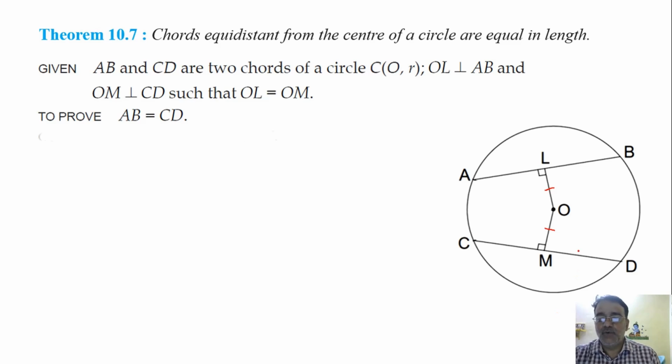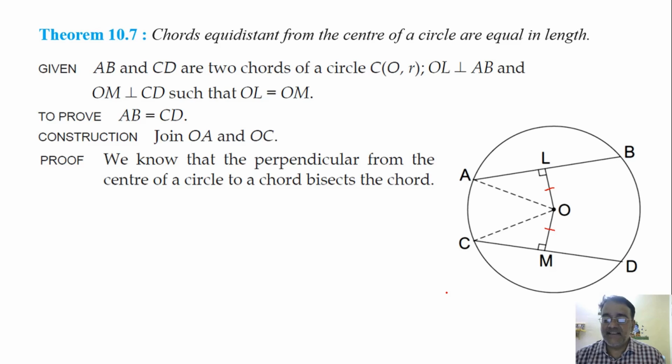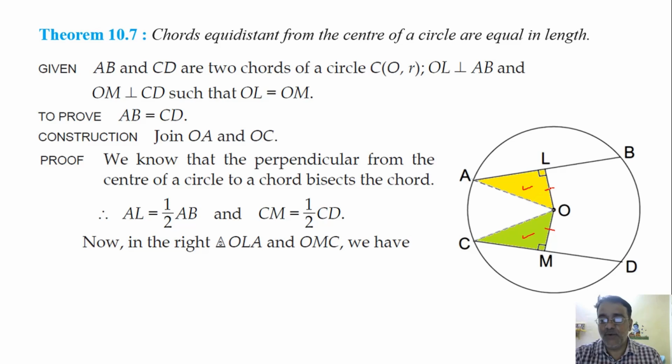So we'll join OA and OC जैसा उसमें किए थे, OA OC, right? Now we'll write the same step we did in the previous theorem, that perpendicular drawn from the center to a chord bisects the chord. So AL is equal to half of AB and CM is equal to half of CD. Okay, so now we'll prove these two triangles congruent. कैसे? देखो ध्यान से, OL is equal to OM, given, and these two are equal. Why? Each 90. ये वाला radii of the circle, and these two angles are equal, each 90 degrees.